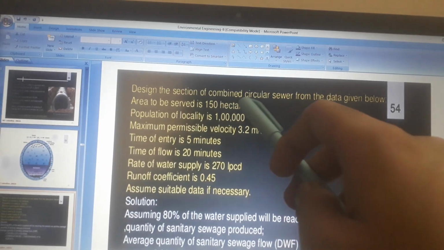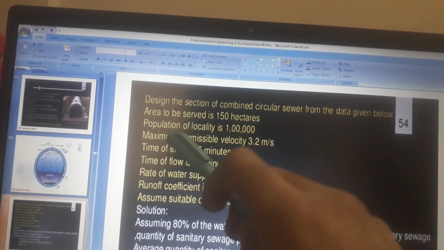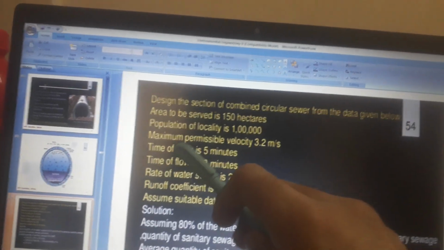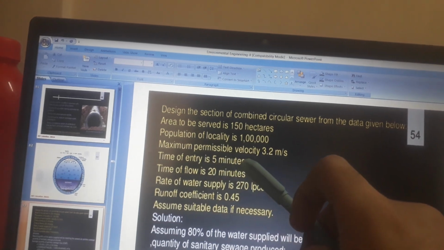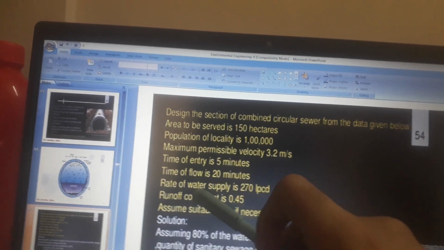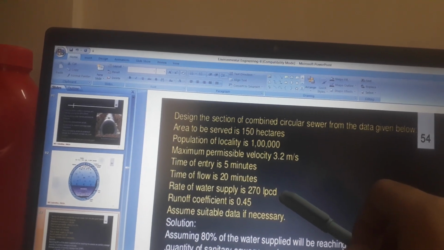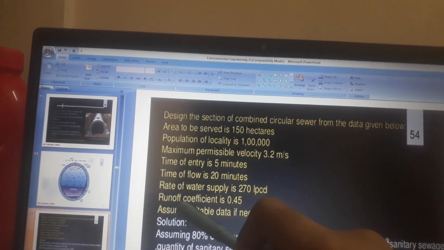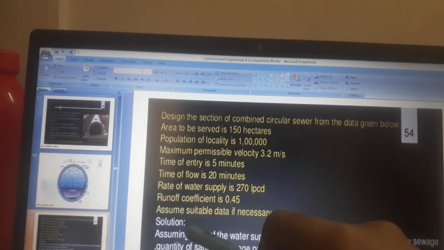Design this section of combined circular sewer from the data given below. Area to be served is 150 hectares. Population of locality is 1 lakh. Maximum permissible velocity 3.2 meter per second. Time of entry is 5 minutes. Time of flow is 20 minutes. Rate of water supply is 270 liter per capita per day. Runoff coefficient is 0.45. Assume suitable data if necessary.